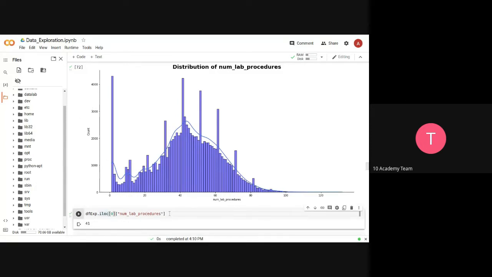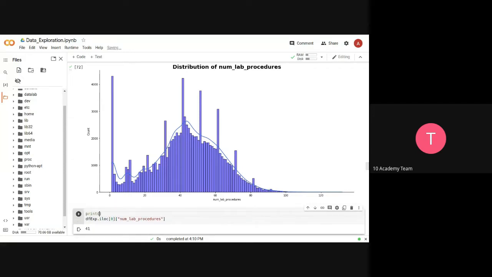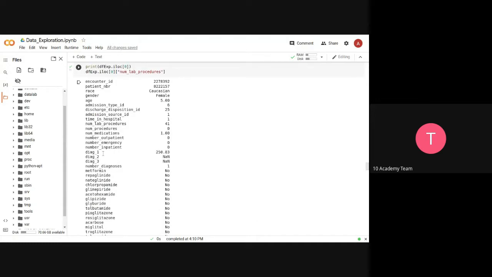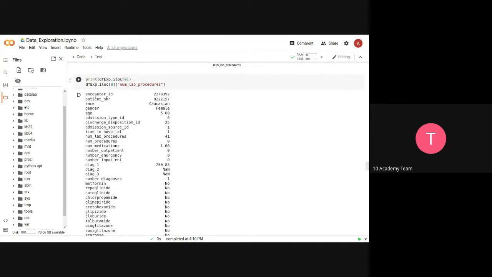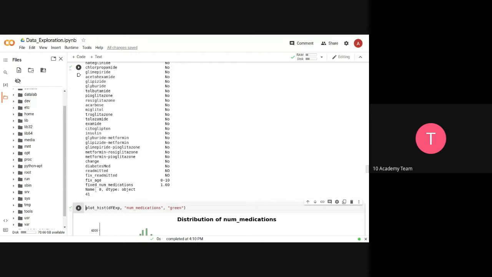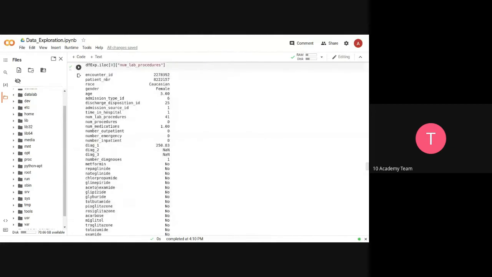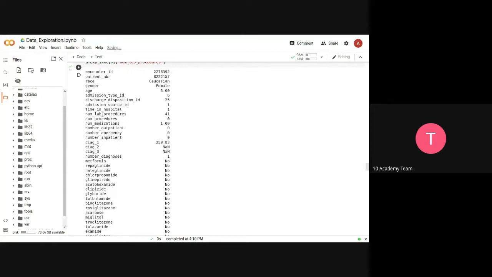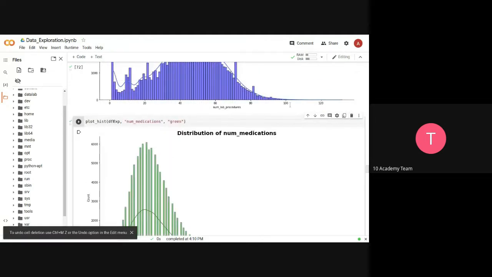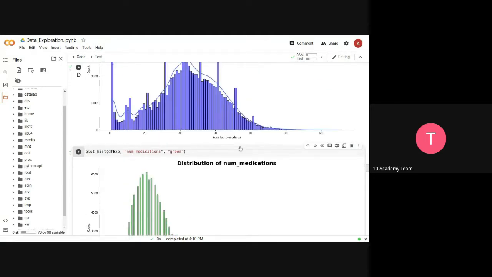Over on our first row, if we take a look at the first row, we have a female patient, a female Caucasian patient, who has had 41 lab procedures. So number of lab procedures is one of the variables in our data we're exploring, and so we're just plotting the distributions of it.